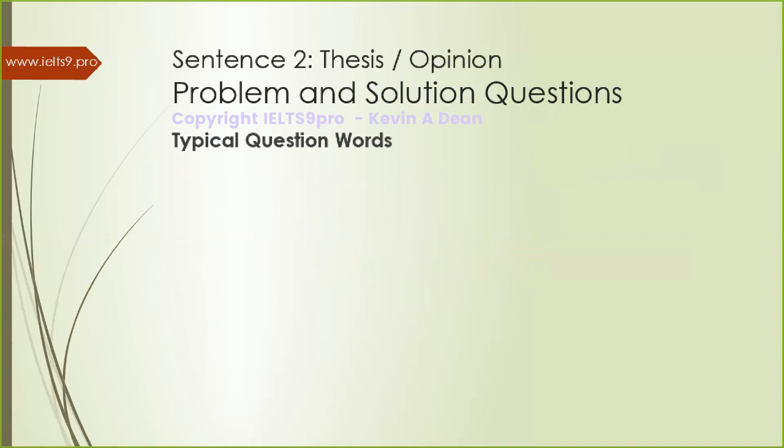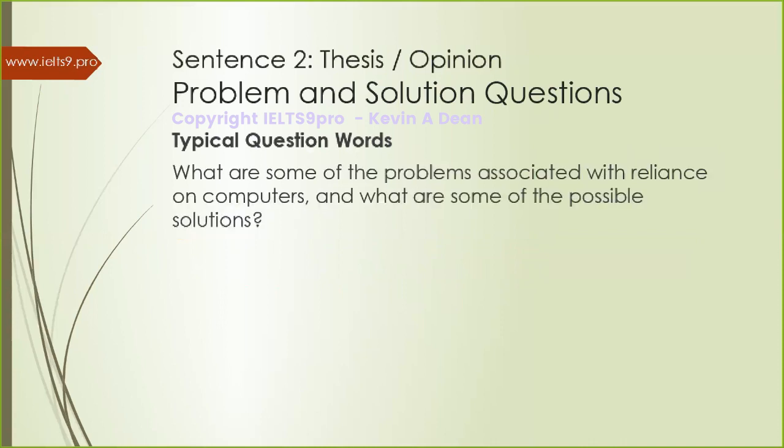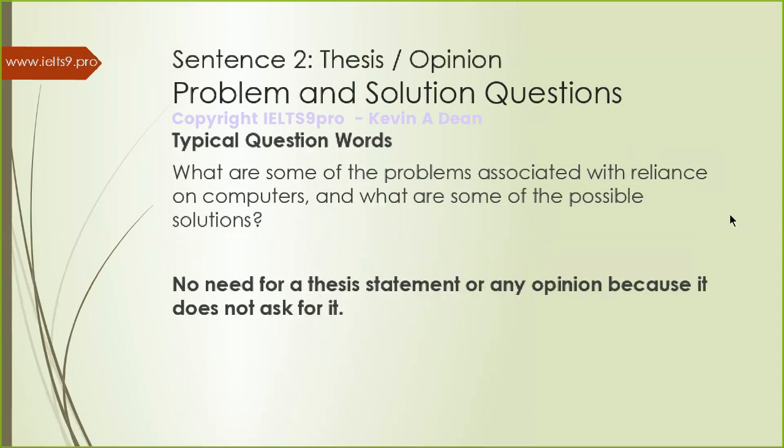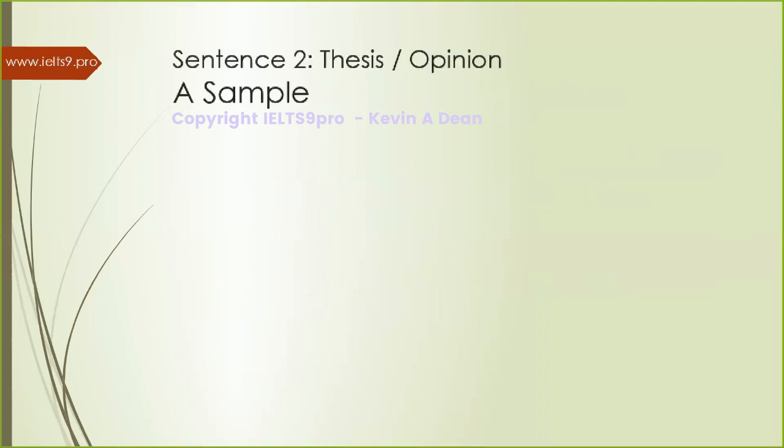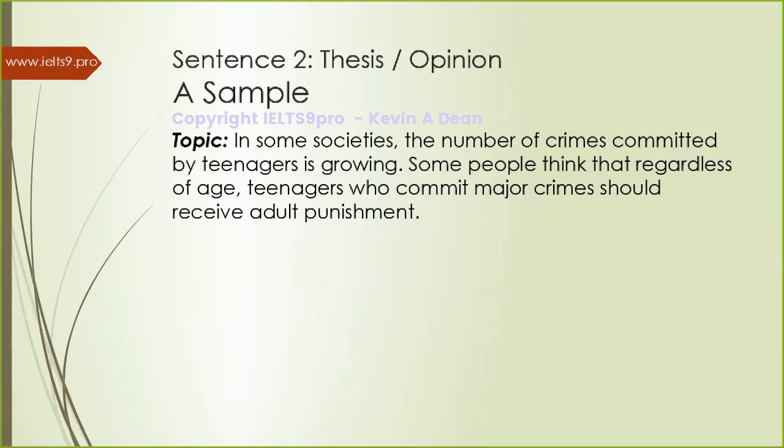So what are the typical question words for problem and solution questions? What are some of the problems and what are some of the possible solutions? So essentially it's a two-part question. That's for paragraph 2. That's for paragraph 3. There's no need to give any thesis or opinion because, again, it doesn't ask for any. So always give the examiners exactly what they ask for.